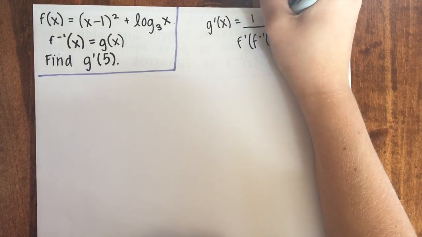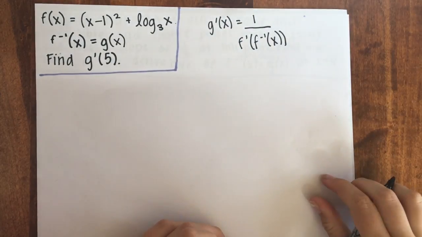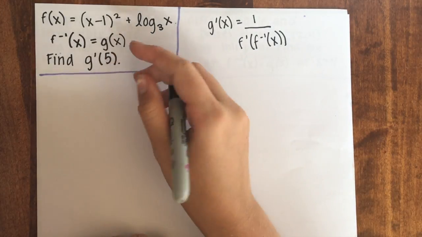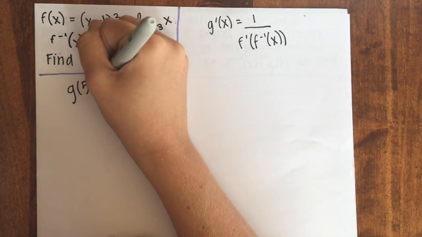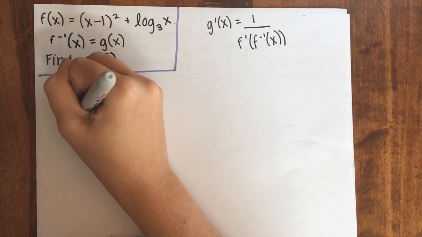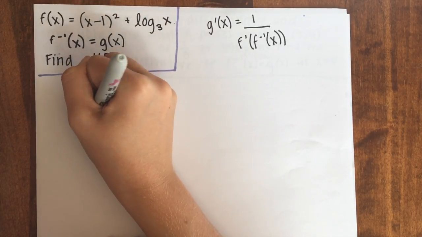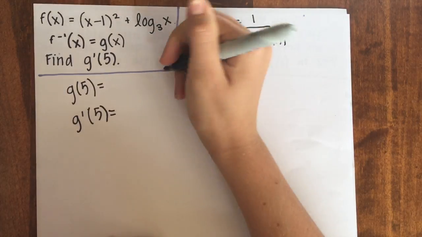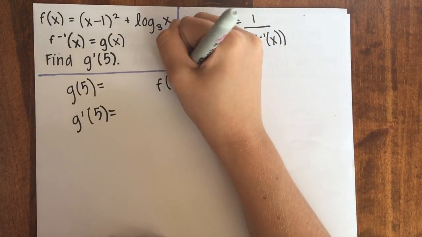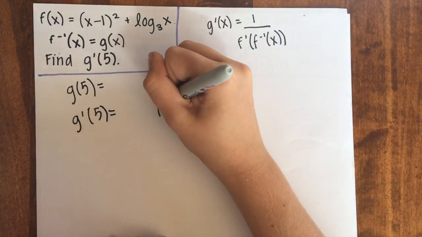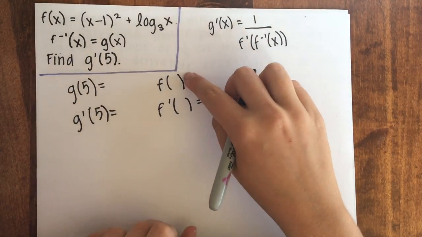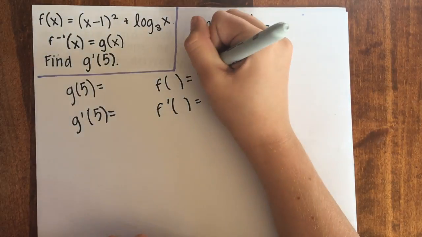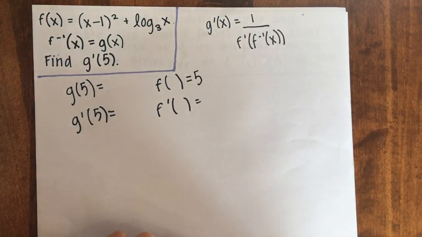And this can be kind of confusing for some people, so I like to write out what we know. So we know that this g prime of x value is going to correspond to a g of x value. So we're saying g of 5 is the corresponding value, and now we know that there's a value of f that equals 5, and we're trying to hunt down that value because we're going to be taking the derivative of f at that value and then reciprocating it in order to find g prime of 5.